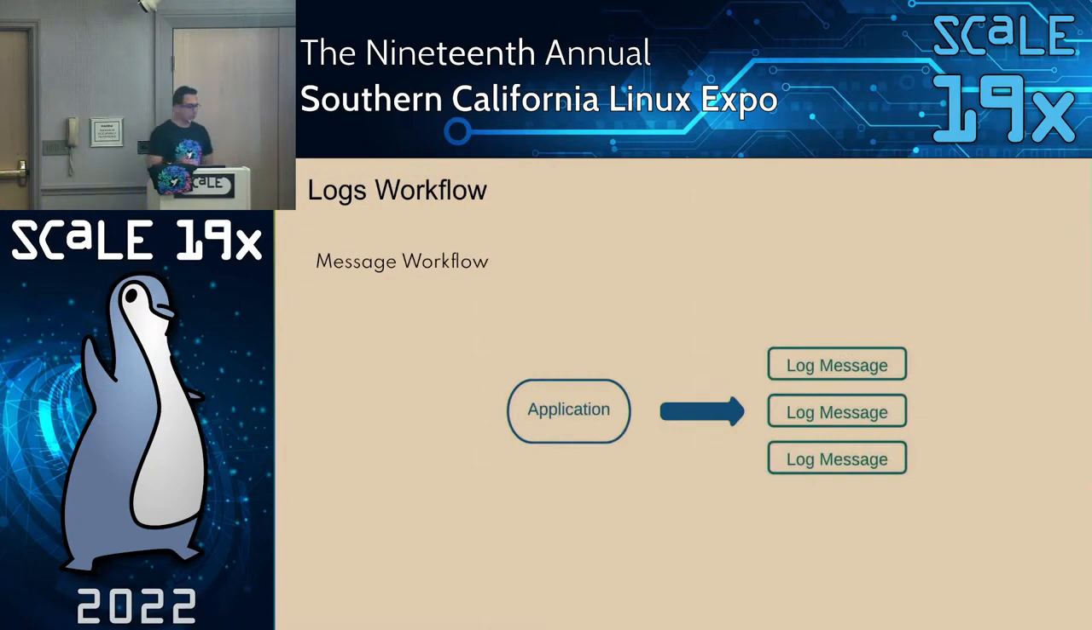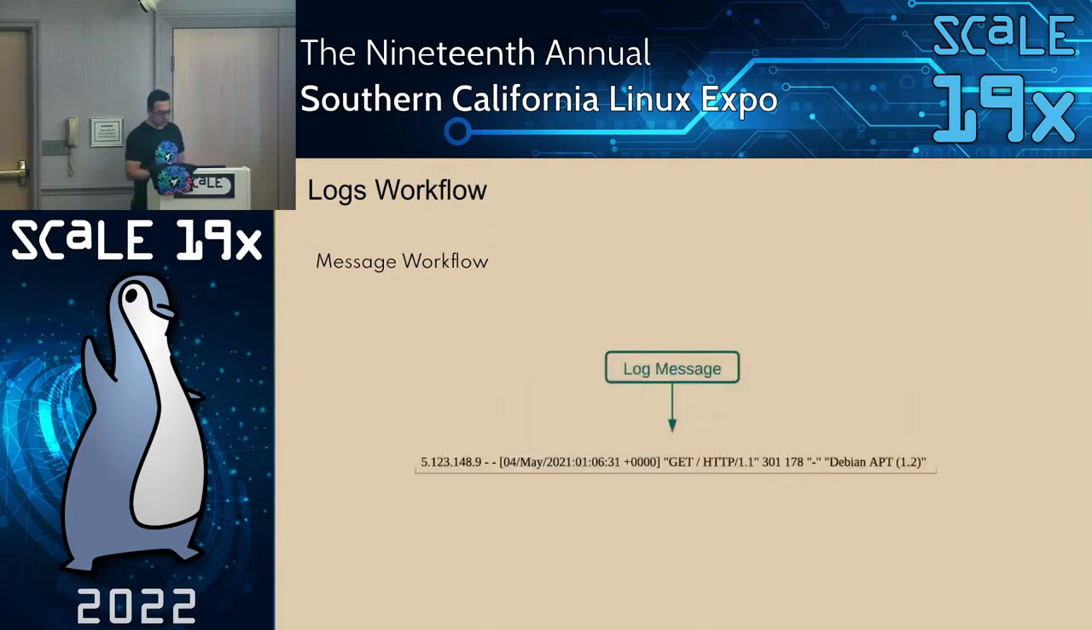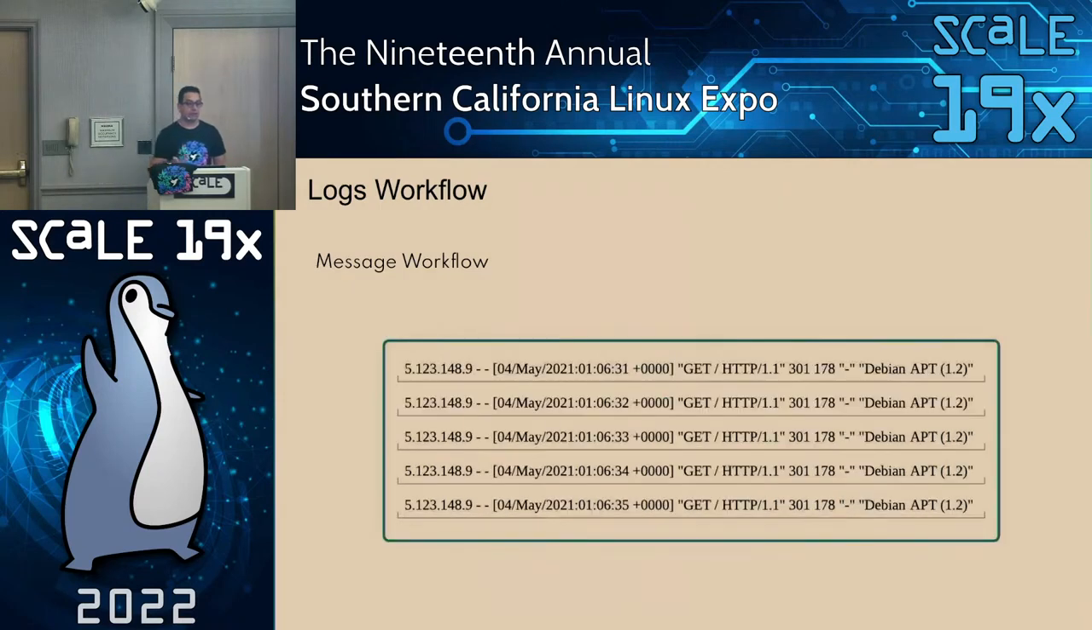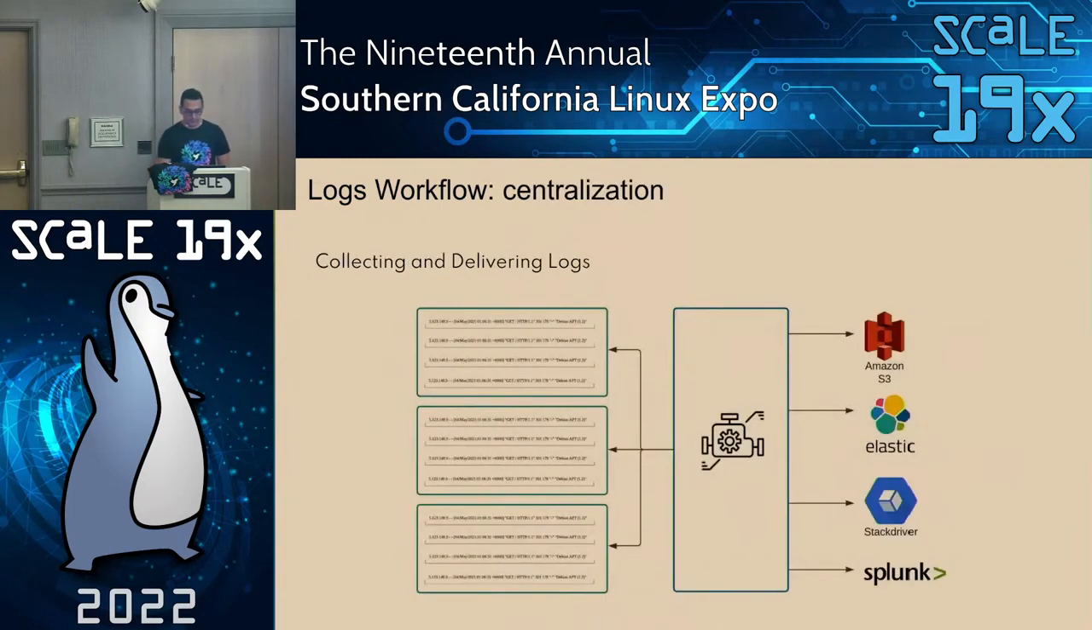A log workflow, you know, is pretty simple. An application triggers a message, right? And that message could be an unstructured message. Unstructured could be any raw text message that we understand but is not structured for the computer. It's just an array of bytes. And if we think, for example, of an Apache log file, that becomes multiple lines in a file.